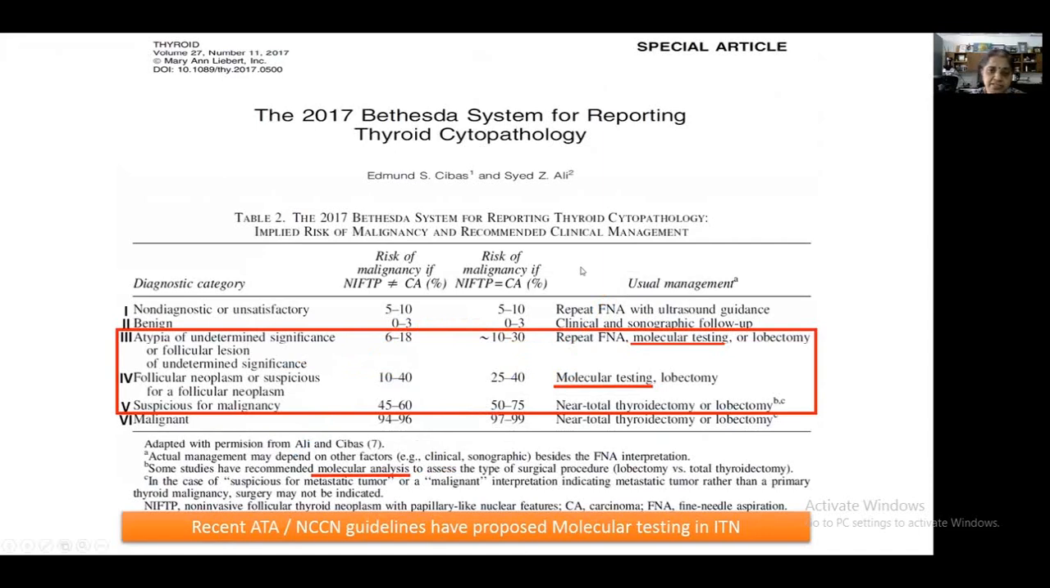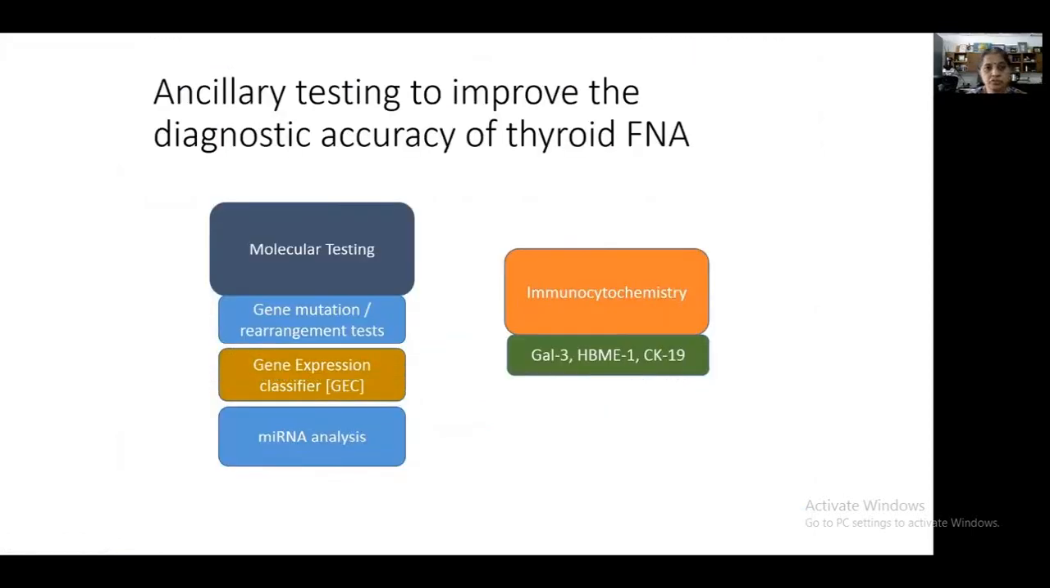In the 2017 Bethesda system, one of the most important recommendations was the introduction of molecular testing, particularly for Cat 3 as well as category 4. So when we come to the ancillary testing to improve the diagnostic accuracy of thyroid FNA, one could do immunocytochemistry. There were quite a few papers which came from the Italian groups. However, this has a lot of issues with sensitivity and specificity, and is not really recommended. But in molecular testing also, you have a really large range of tests. There's no single test that is recommended.